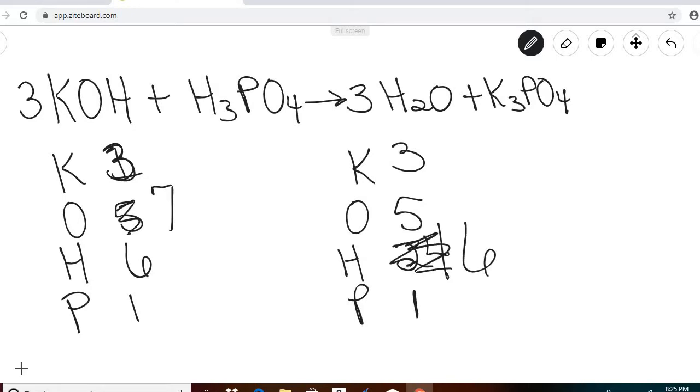So now let's look at our oxygen. Now we have 3 plus 4, which is 7, and we have 3 plus 4, which is 7. So everything should be okay now. So 3 potassiums, 3 potassiums. We have 3 plus 3 is 6 hydrogens, and we have 3 times 2, 6 hydrogens there. 1 phosphorus on each side, and then if we look at the oxygens, we have 3 plus 4 is 7, and 3 plus 4 is 7. So that is the balanced equation there.